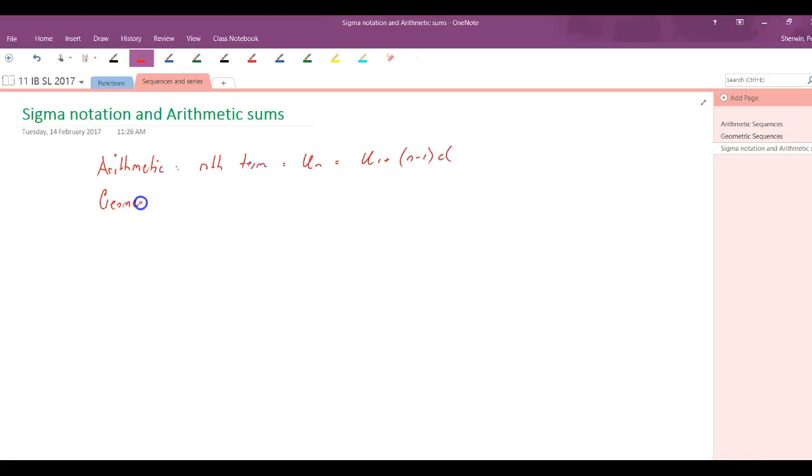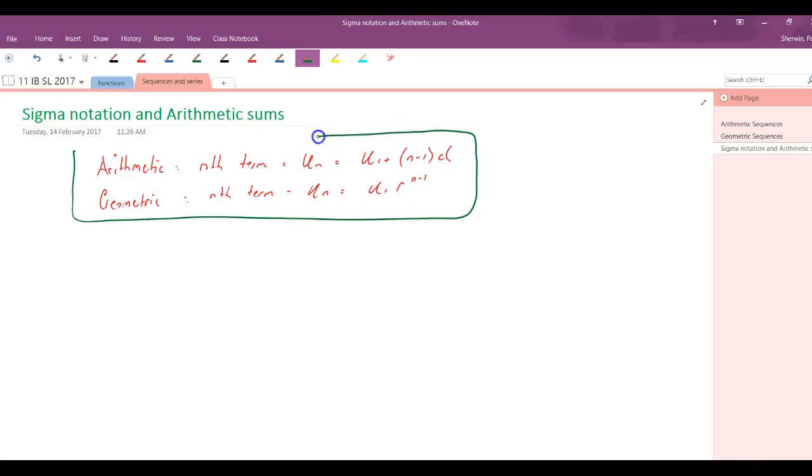And for a geometric sequence, we have established that our nth term, or un, is equal to u1 by r to the power of n minus 1. Okay, so that's where we're up to. Now we're going to have a look at summing a sequence, which is called a series. And we'll look at that in a moment.